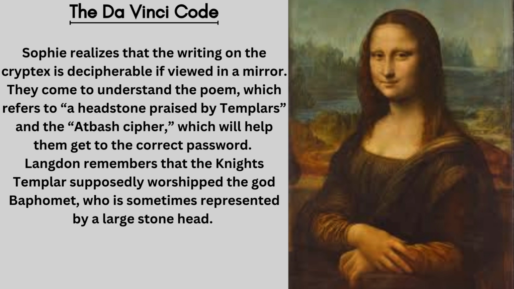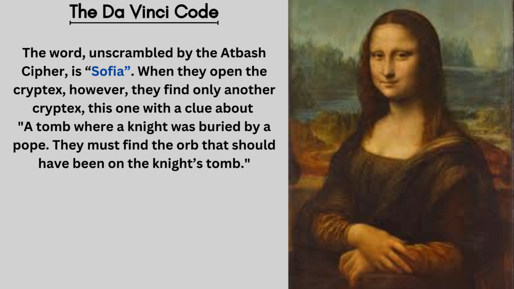Sophie realizes that the writing on the cryptex is decipherable if viewed in a mirror. They come to understand the poem, which refers to a headstone praised by Templars, and the Atbash cipher, which will help them get to the correct password. Langdon remembers that the Knights Templar supposedly worshipped the god Baphomet, who is sometimes represented by a large stone head. The word, unscrambled by the Atbash cipher, is Sophia. When they open the cryptex, however, they find only another cryptex, this one with a clue about a tomb where a knight was buried by a pope. They must find the orb that should have been on the knight's tomb.